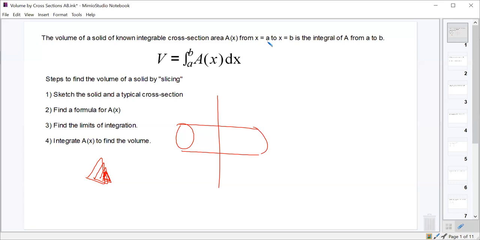Okay, so the base is this parabola. If I were to slice this thing anywhere along here, what do the cross sections look like? The cross sections look like triangles, and we get some sort of weird looking shape here.